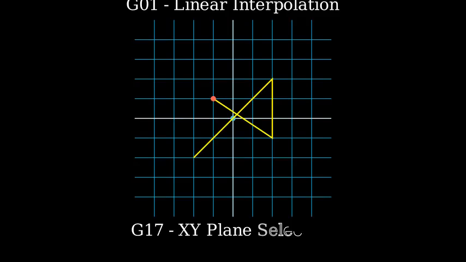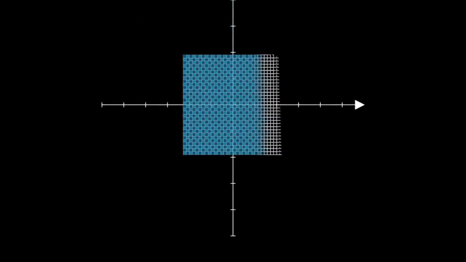Our second example is G17 XY plane selection. This sets the active plane for circular movements to the XY plane. It remains active until changed by G18 for XZ plane or G19 for YZ plane.